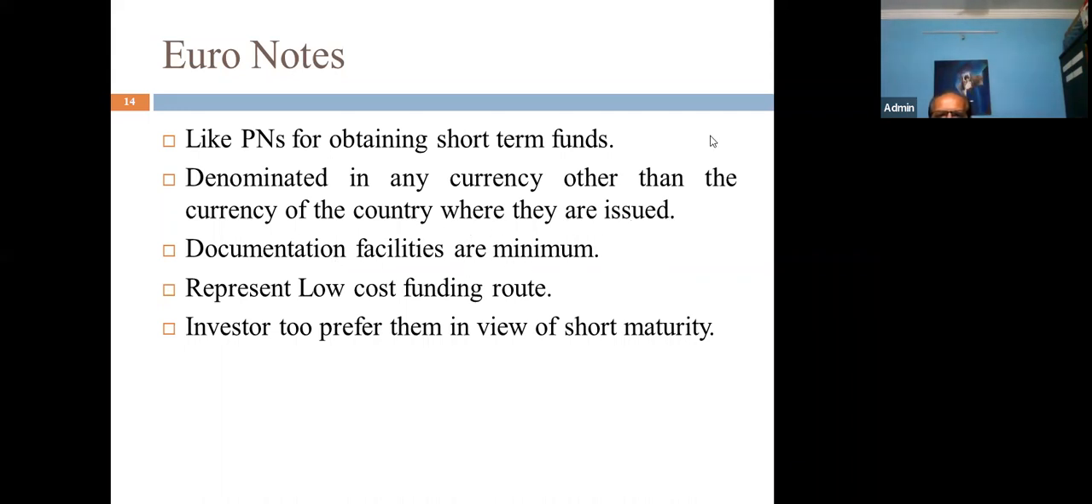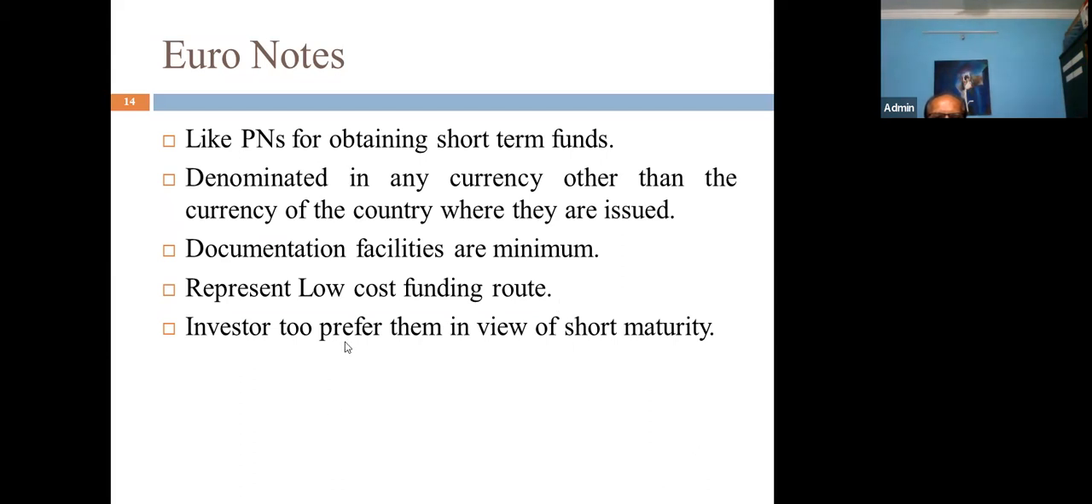Documentation facilities are minimum. So the investor need not bother about or reserve several documents. Then it represents a low cost funding route. For companies going for Euro notes, the cost is minimum. A company does not have to spend a huge amount on issuing Euro notes. So this is the benefit which is given to the company.